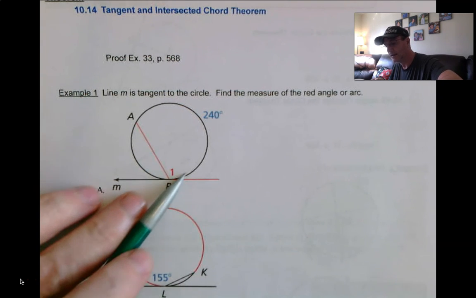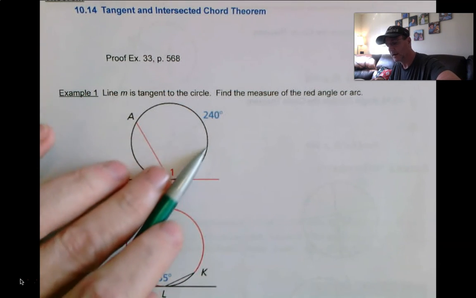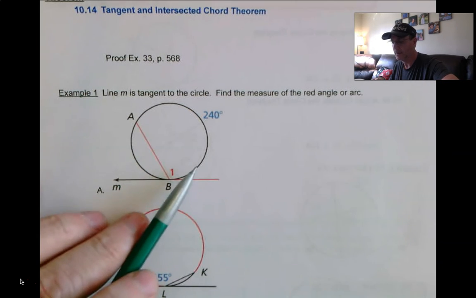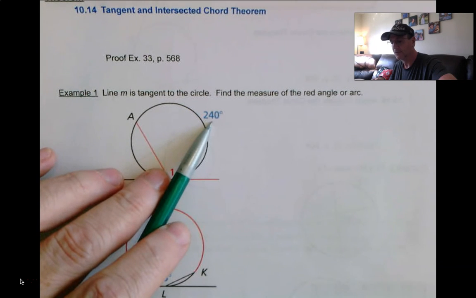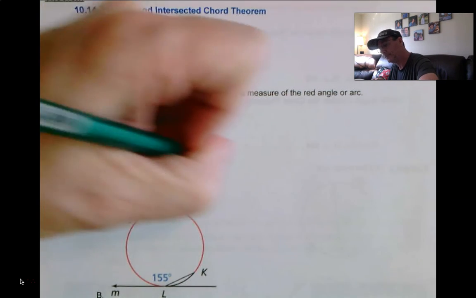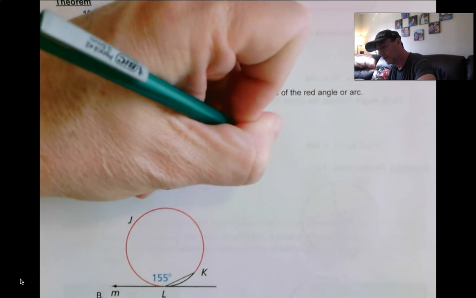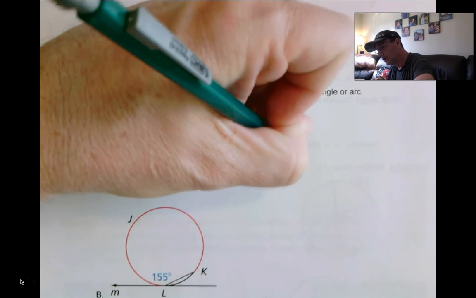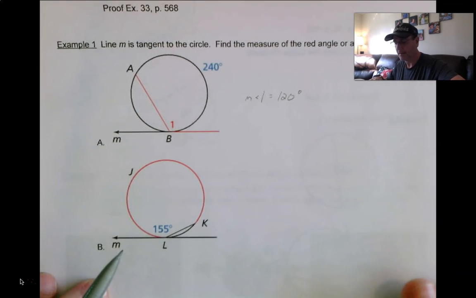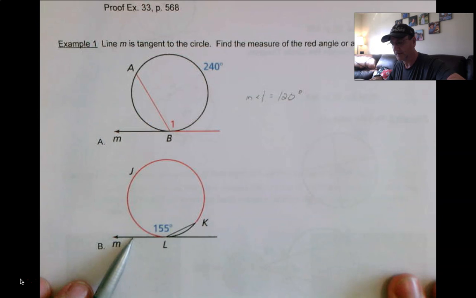This angle 1 intercepts this arc AB. It's a major arc, so I can't really name it arc AB, but the measure of that arc is 240 degrees. Measure of angle 1 is half of that. So measure of angle 1 equals 120 degrees. We're told here in part B that the measure of this angle is 155 degrees.